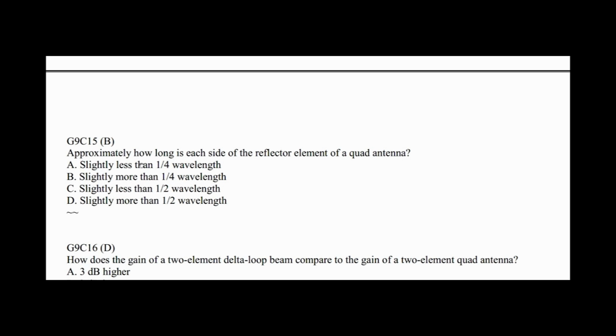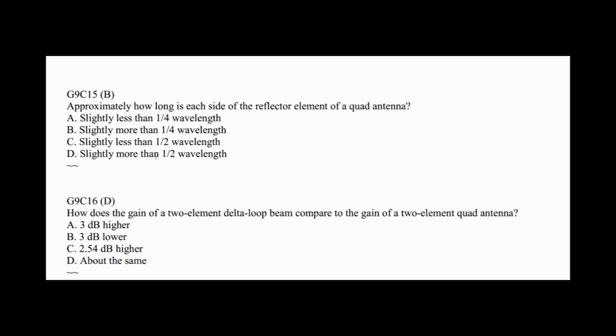Here's what's misleading. G9C15. I'm going to read this just as it's written, if I can. G9C15. Approximately how long is each side of the reflector element of a quad? And their answer is slightly more than 1/4 wavelength. I would like it if it said slightly longer.